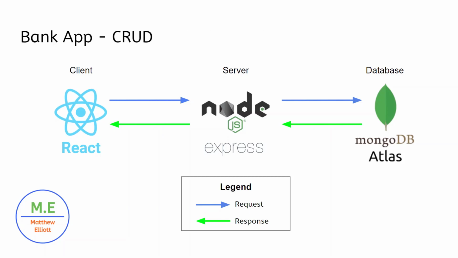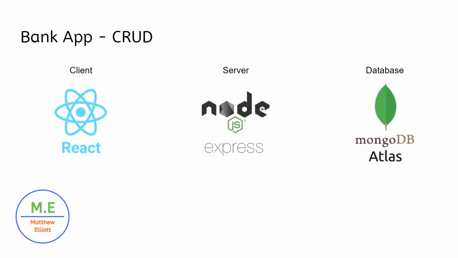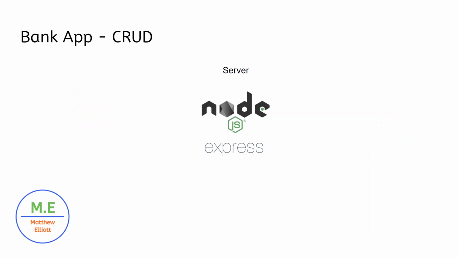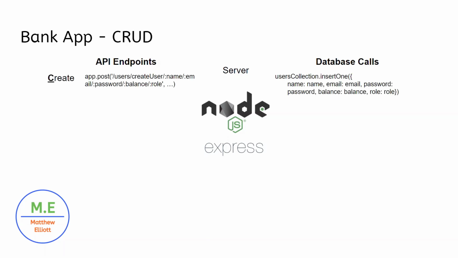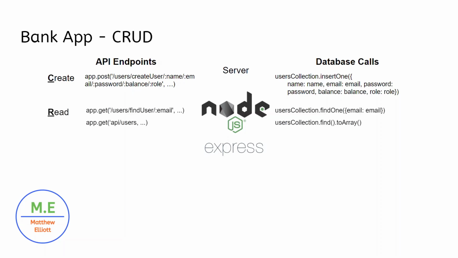So let's look at this from a CRUD perspective. I created API endpoints for all the CRUD operations and then database calls that are needed to fulfill those requests. So I created a create endpoint. The app will call create, and then the server will pass that to the database. In this case, I'm going to go ahead and create a user. I also created read endpoints for both getting one user or all users.